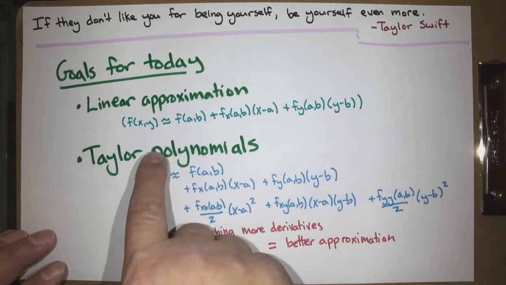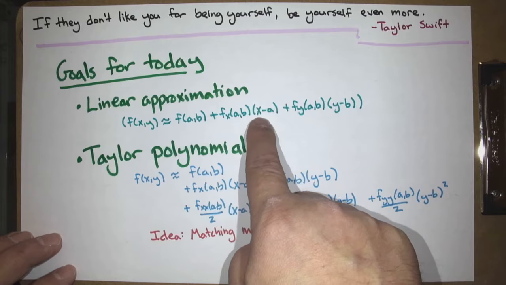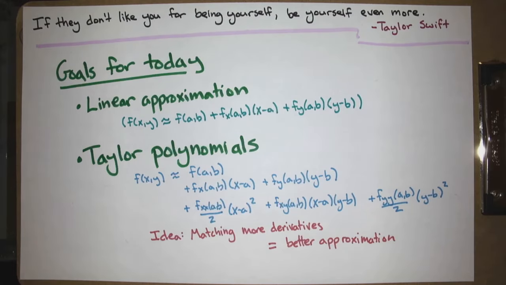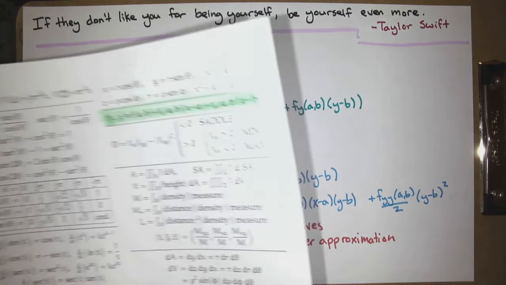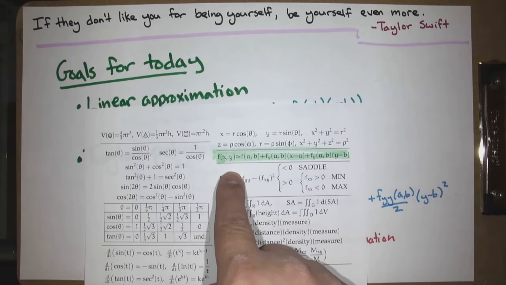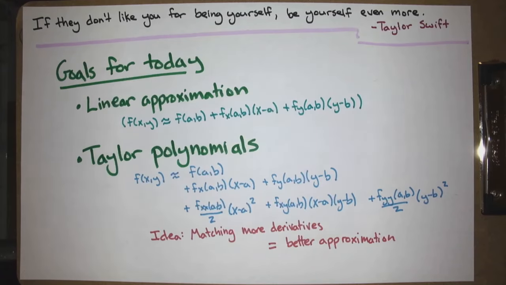So our function is approximately f at (a, b) plus f sub x at (a, b) times x minus a plus f sub y at (a, b) times y minus b. We pointed this out before, and I'll point it out again: that is on the formula sheet. So the idea of the linear approximation is built into our formula sheet. But you might say, can we do better? And that's where Taylor polynomials come into play.